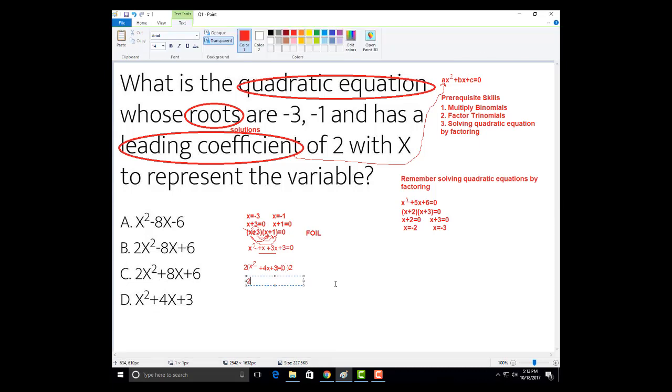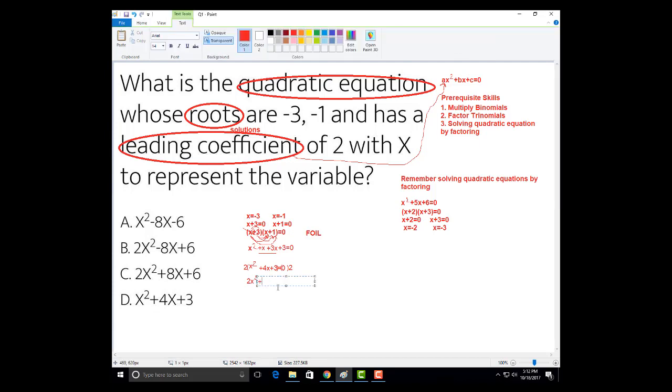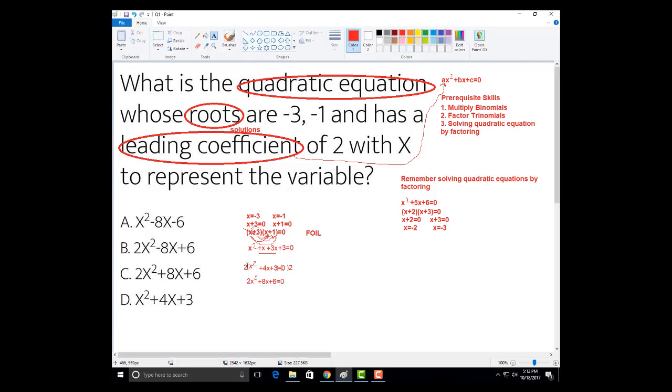So over here, I'm just going to get 2x, right? You just pass out this multiplication. 2 times x squared is 2x squared. So I'll get 2x squared plus, well, 2 times 4x, again, I'm just passing this out, would give me 8x. And then 2 times positive 3 would give me positive 6. And that whole thing is equal to this side. But 0 times 2 is just 0. Okay, great. And now I have one that had the right roots, but it also has the right leading coefficient.